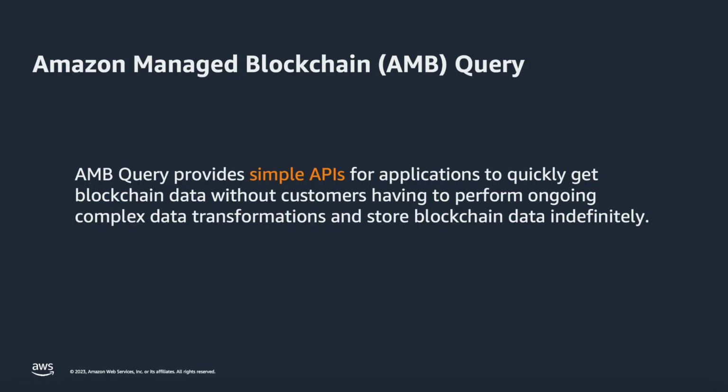Let's get started. Amazon Managed Blockchain Query, or AMB Query for short, provides serverless access to multi-blockchain datasets with developer-friendly APIs. This allows you to retrieve data from blockchains like Ethereum and Bitcoin without having to worry about parsing the data, tracing smart contracts, or maintaining specialized indexing infrastructure. AMB Query abstracts away the underlying complexity and enables you to easily and quickly retrieve blockchain data for your application.